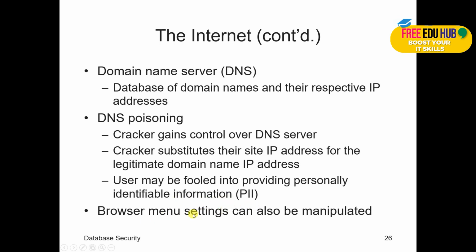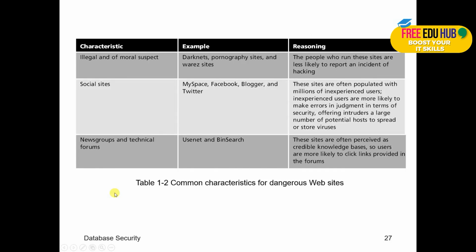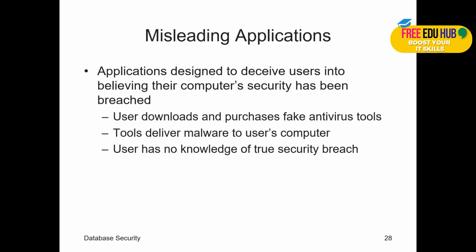Now, these are the characteristics for an illegal and moral suspect, and then the social sites, news groups, and the technical forums. Now, misleading applications, that's what we'll be covering in the next lecture.